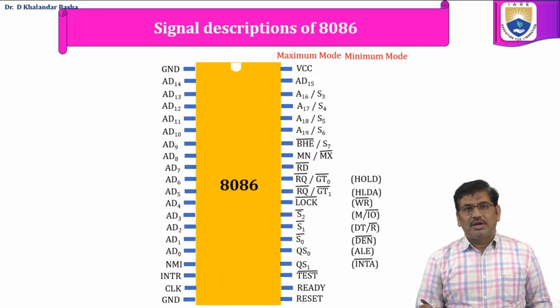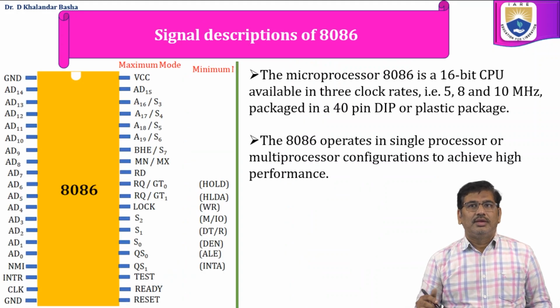Most of the signals are common for maximum mode as well as minimum mode. Wherever we are showing these, they are for minimum mode, and the corresponding signals which are having these are for maximum mode. The remaining signals are common for both the minimum and maximum mode.